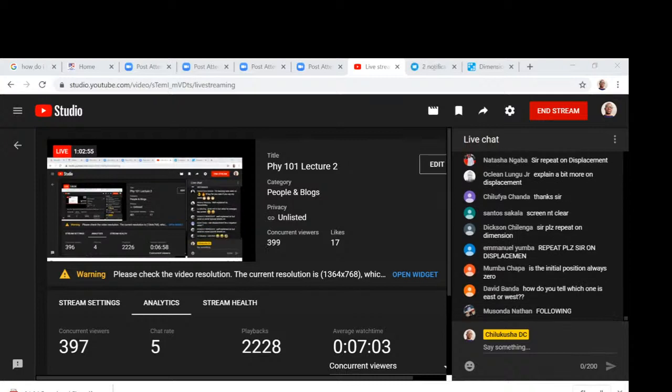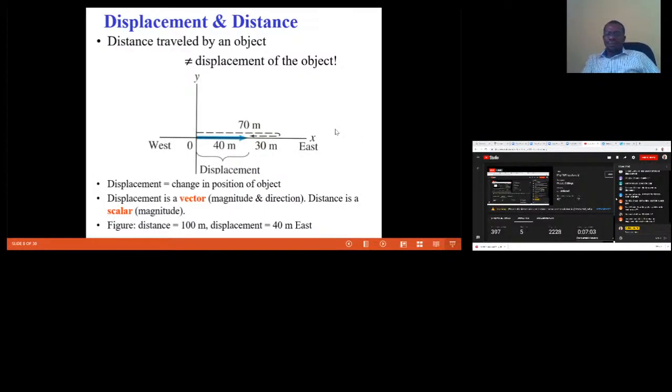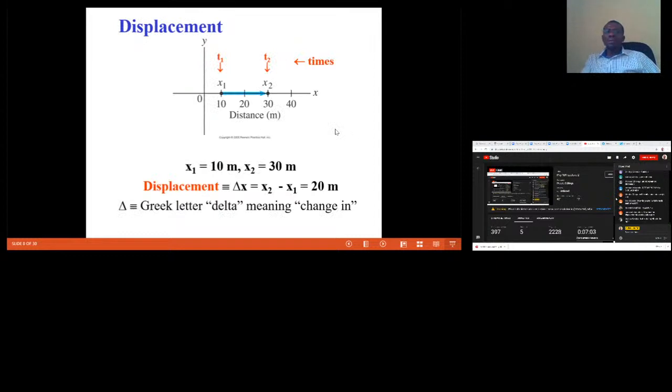We are going to do an example. So let us now go to the example. Okay, so for instance, you have an object. Let us say that you have an object that moves from position. The initial position is x1. The final position is x2. The initial position is 10 meters. The final position is 30 meters.